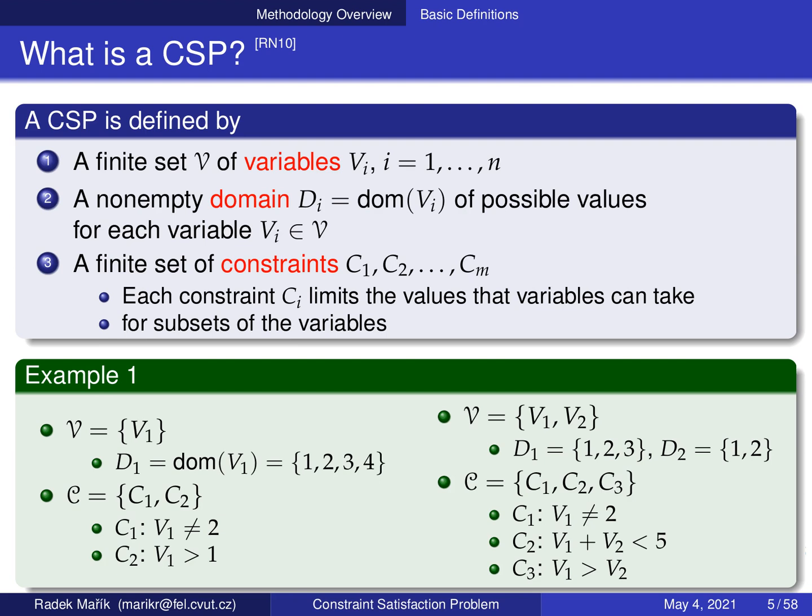A more complex problem is a constraint satisfaction problem with two variables, V1 and V2. The domain of the first variable is 1, 2, 3, and the domain of the second variable is just 1, 2. And we have three constraints. Constraint 1 says V2 cannot be 2. C2, V1 plus V2 must be less than 5, and constraint 3, V1 must be greater than V2.